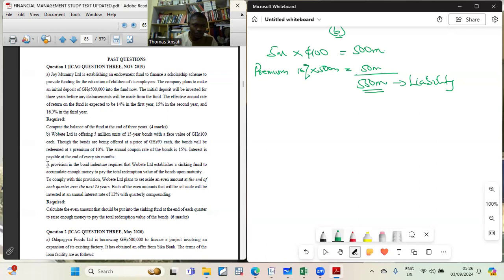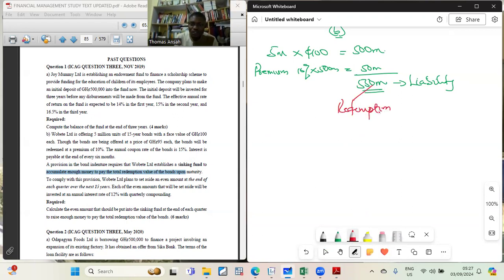Let's go to the second part of the question. A provision in the bond indenture requires that Oberty Limited establishes a sinking fund. And I explained sinking fund to you. So government borrows, creates a fund, all right? Then he will be putting money in the fund so that it will take care of the loan when it becomes due. So as part of the bond agreement, Oberty Limited needs to establish a fund. So this is the fund he has established to accommodate enough money to pay the redemption. So we are not paying the interest. We are just paying the redemption, and this is the redemption.